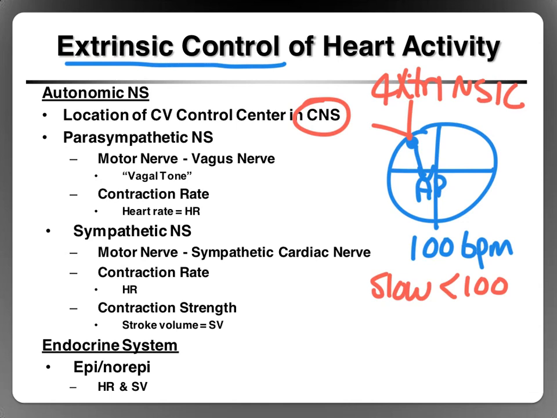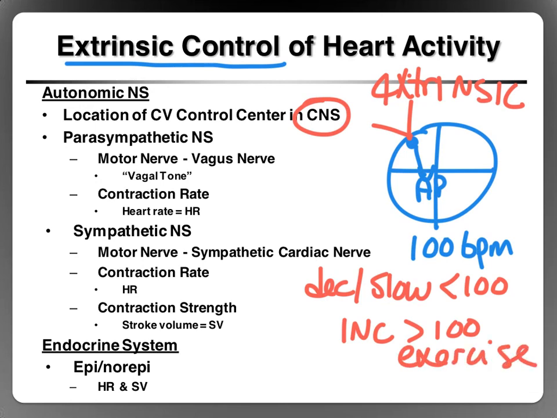When you exercise, your heart rate needs to go over 100 beats per minute. So we start to send action potentials to the heart from the CNS, telling the heart rate to increase. Decrease or slow down, increase or speed up. If the SA node is told to fire at a greater rate, it's going to go over 100 beats per minute, and that's going to happen with exercise. And we'll talk more about that.